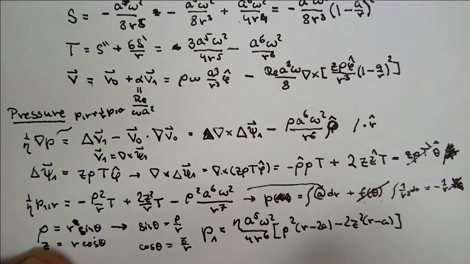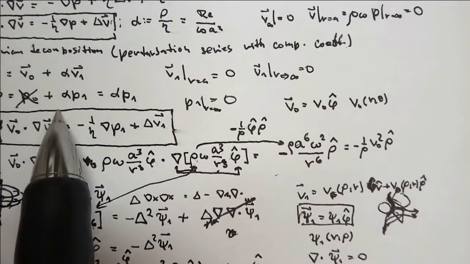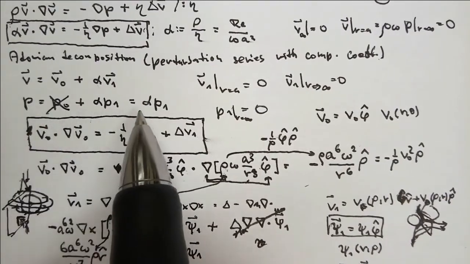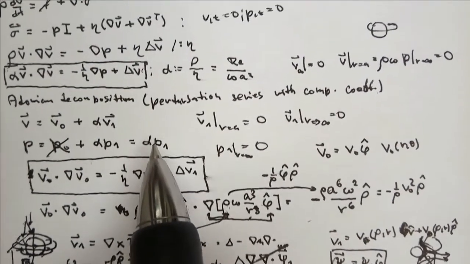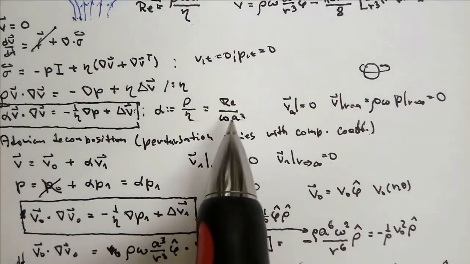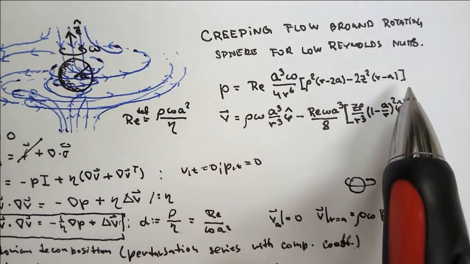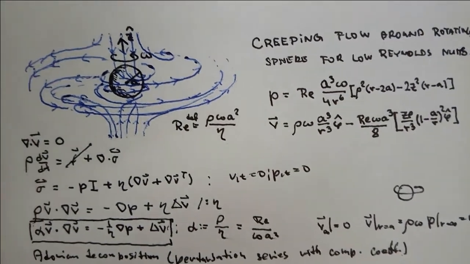This is the equation for the pressure, and if you substitute in alpha, which is the Reynolds number, divided by omega a squared, you will get this pressure equation formula.